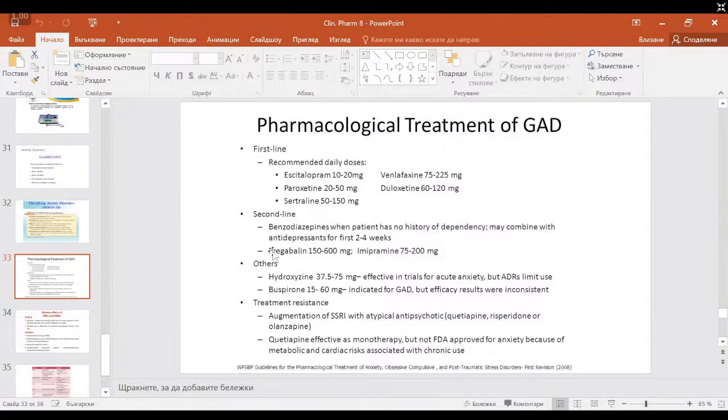Then we have, of course, other less commonly used drugs. Hydroxyzine is one of them, and hydroxyzine, as you know, has effects on different neurotransmitters, including histamine, including dopamine receptors, and also it is a drug that can be used sometimes in patients with insomnia or with nausea due to its antihistaminic effects.